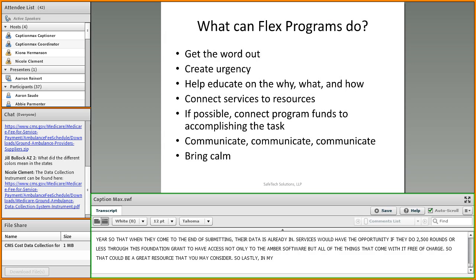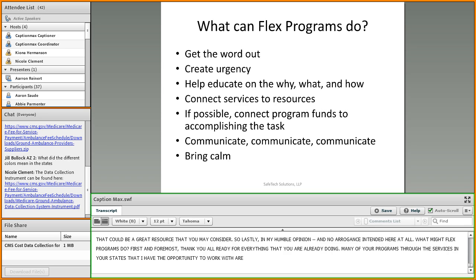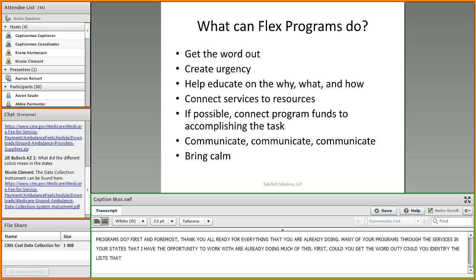So AMBER is in place, it's up and running, has been for many months now. Services are actively using it all throughout the year so that when they come to the end of submitting, their data is already in. Services would have the opportunity, if they do 2,500 runs or less through the SAVIC Foundation grant, to have access to not only the AMBER software, but all of the things that come with it free of charge. So that could be a great resource that you may consider.